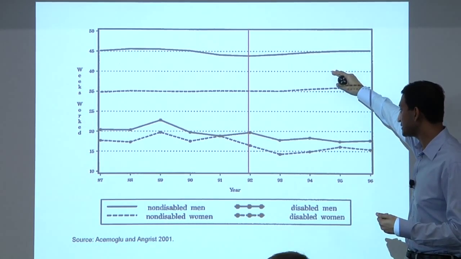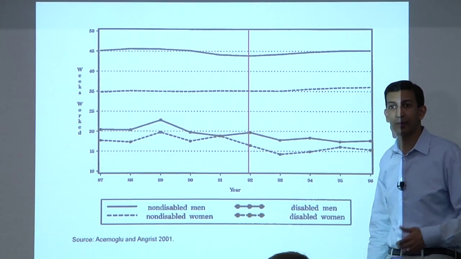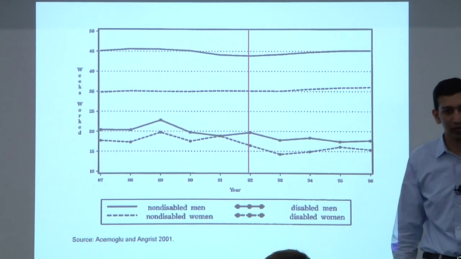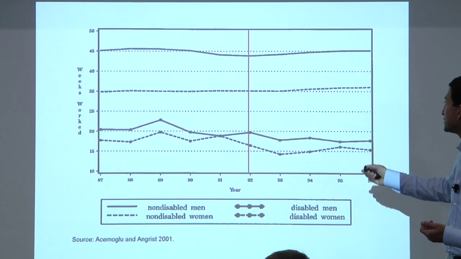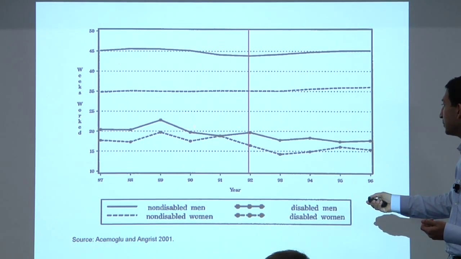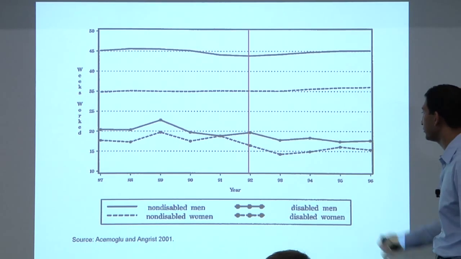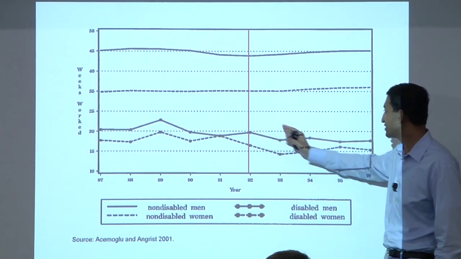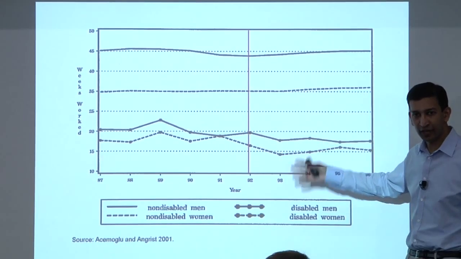As you'd expect, for non-disabled workers, employment rates are higher. They're working more weeks on average per year. So those are the top 2 curves here. And then for disabled workers, the employment rates are lower. Now, if you look before versus after, these series are fluctuating a little bit.